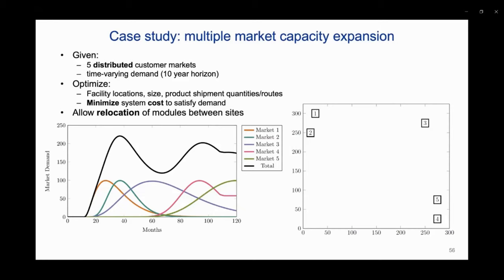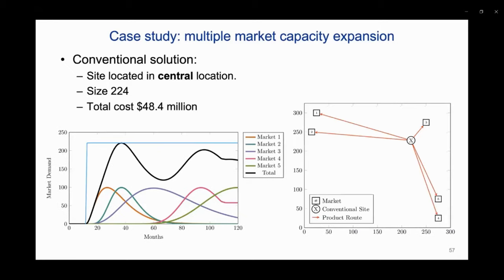So, for example, you may start with a module at a given site that may be moved to some other place. Okay. So here, what I'm showing is the conventional solution when you have a centralized facility. It's a conventional plant. And here, as you can see in blue, you get the initial capacity and you work on this. And this gives you a total cost of 48.4 million. Okay. So it's a single plant that is then distributing the product to these five different sites.